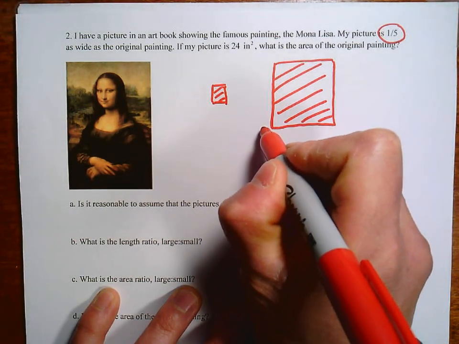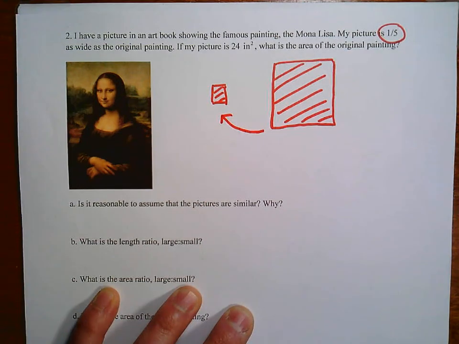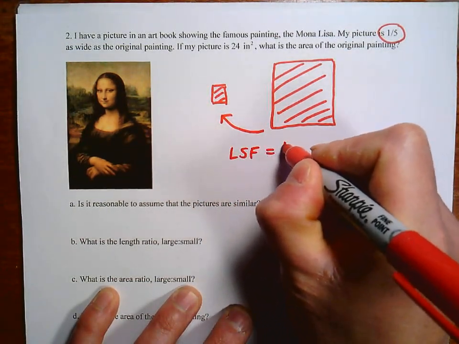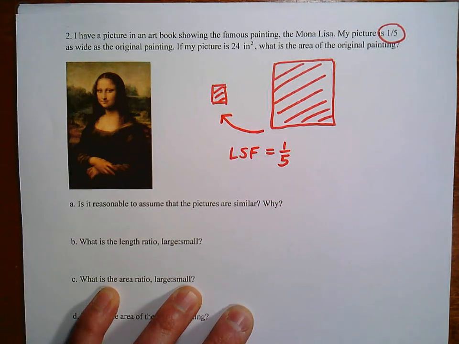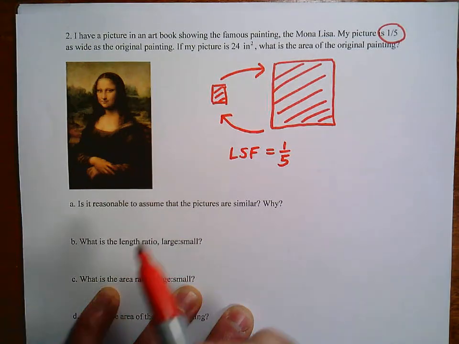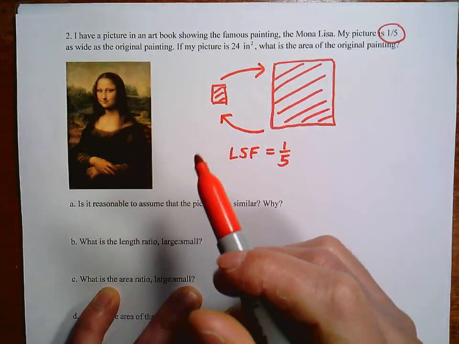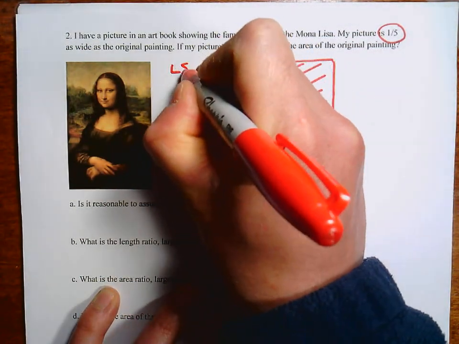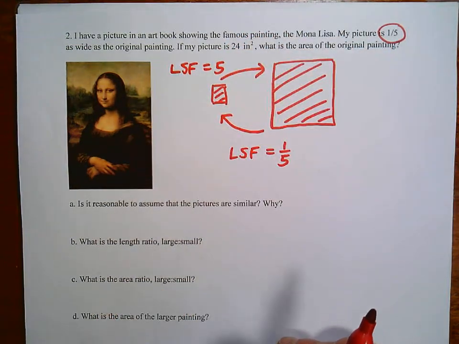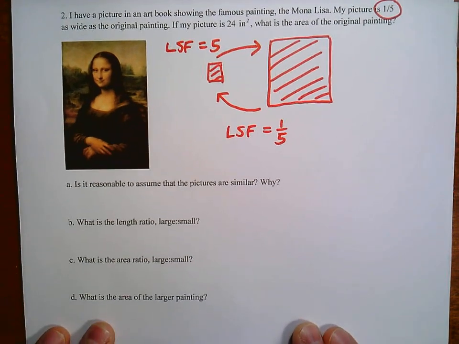So if you're going in this direction, your length scale factor is 1/5. I think it's easier to think in this direction. If you go from the small one to the large one, then the length scale factor is 5. So it's a little bit easier to envision that. Those are the basic things you're going to need to figure out this problem. All right, so let's look at the questions.